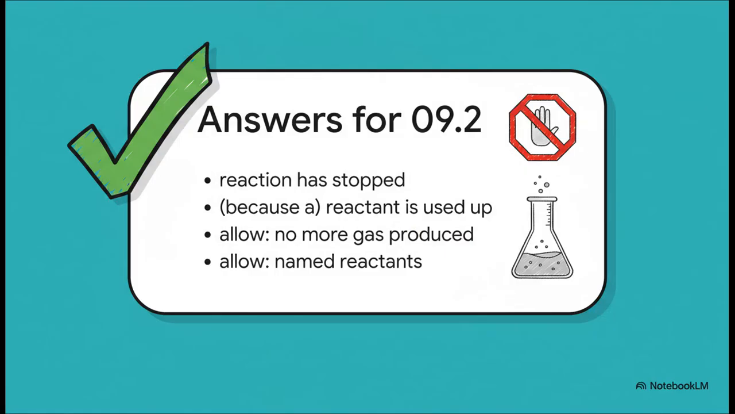Right, a flat line just means the reaction is over, it's stopped. That's your first mark. But you need to explain why it stopped to get the second mark, and the reason is simply that one of the reactants, either the zinc or the acid, has been completely used up. There's nothing left to react. The mark scheme also shows you can get away with saying something simple like no more gas produced.